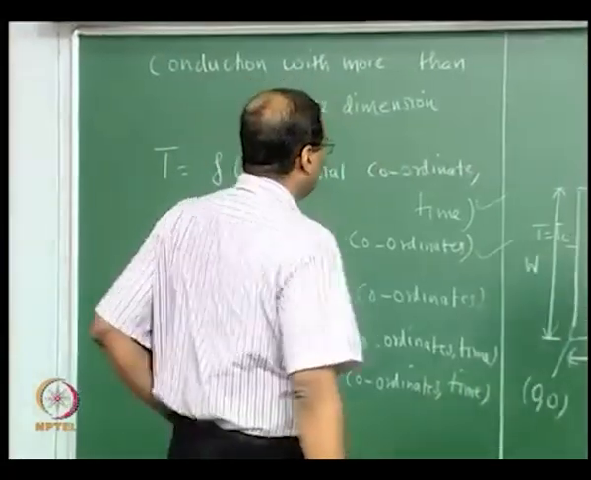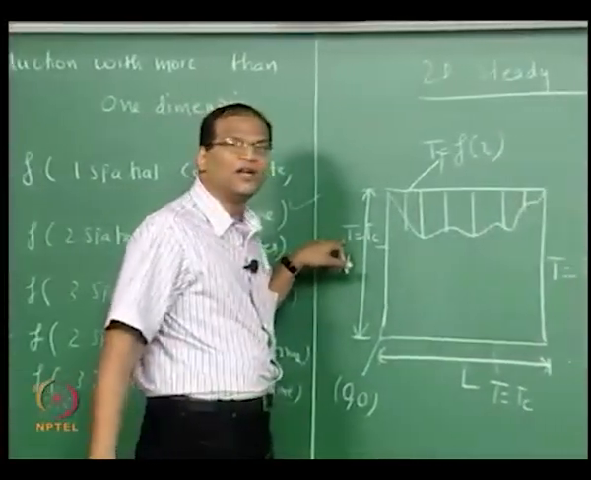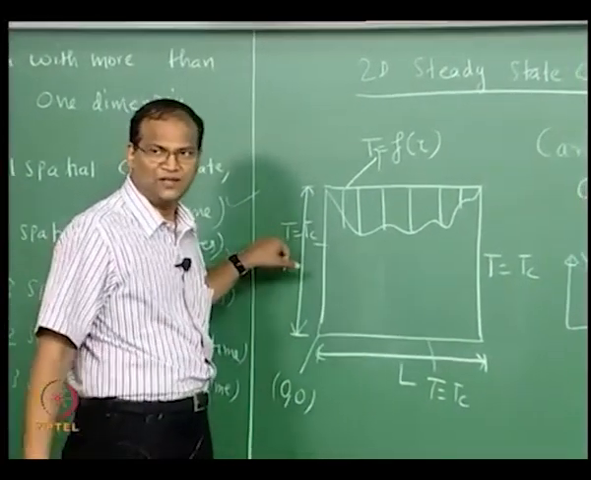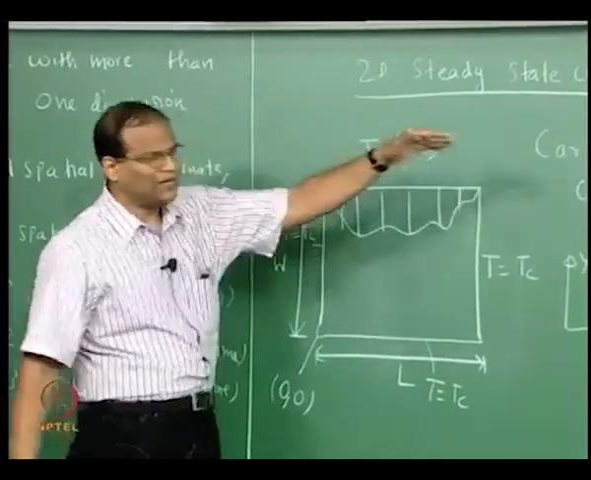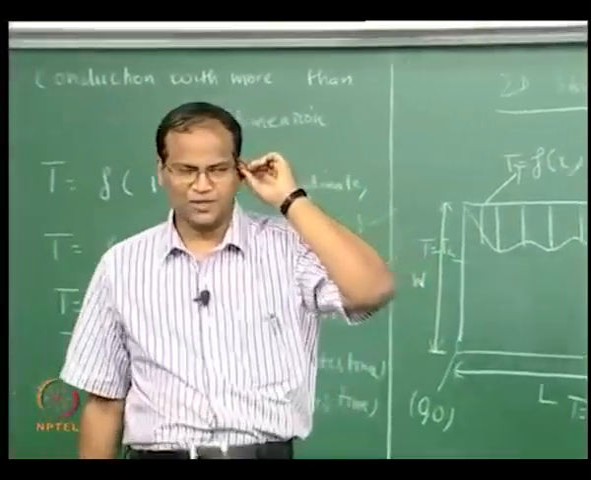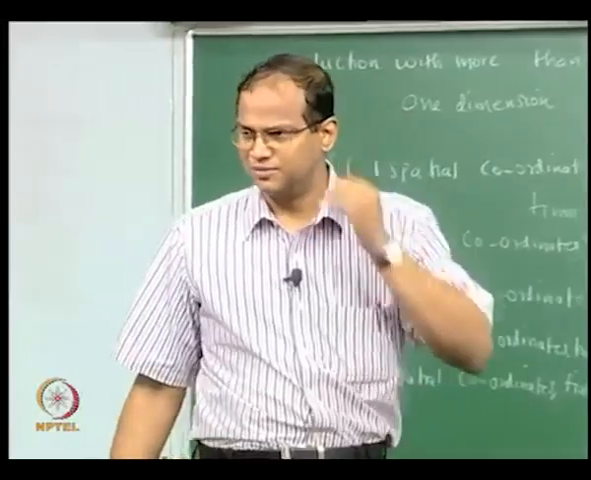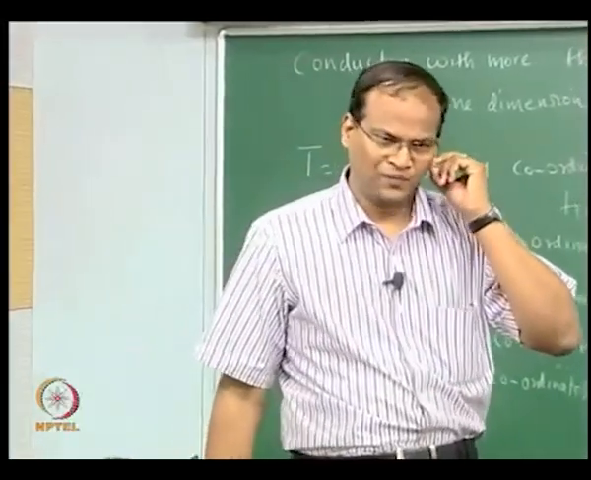Otherwise it is possible to have the general Robin boundary condition or mixed boundary condition of h and T infinity, which can also be tackled using the method of separation of variables, but that is going to be a little more involved, right.